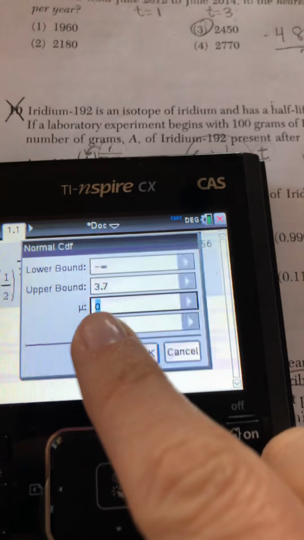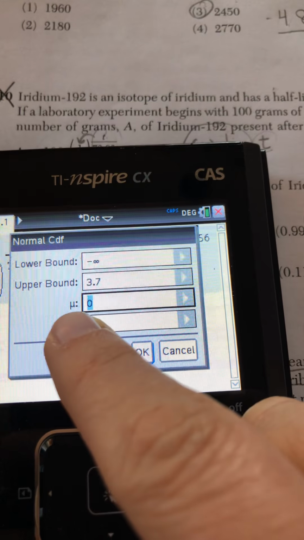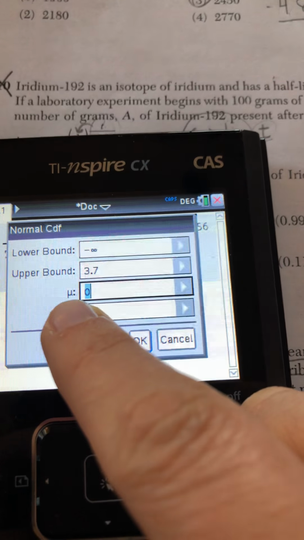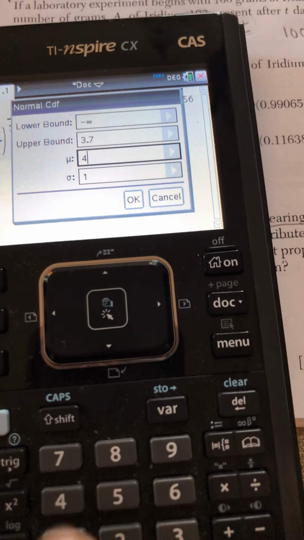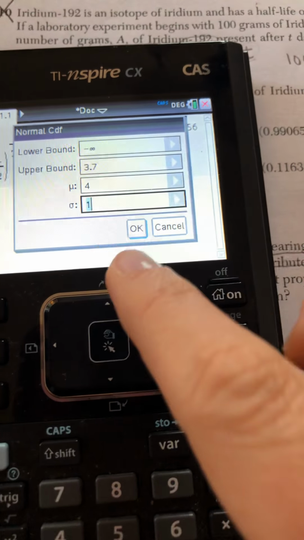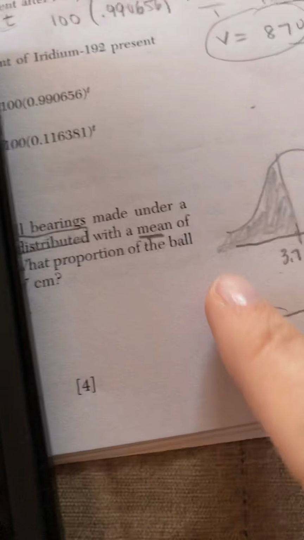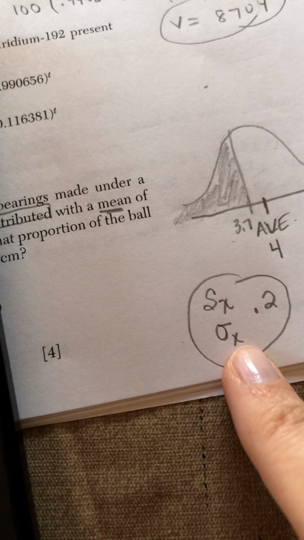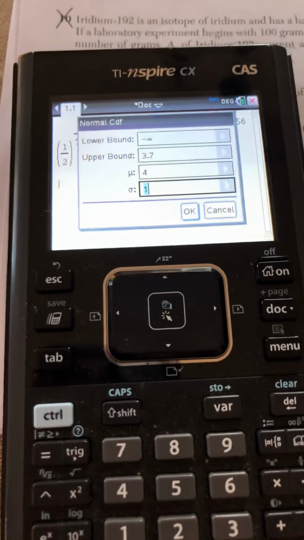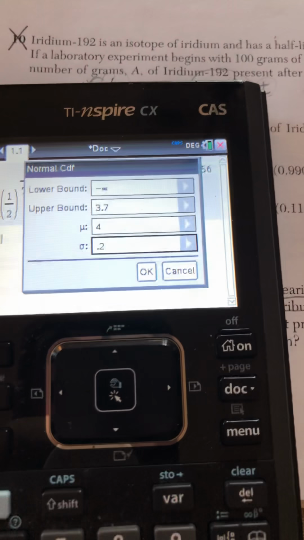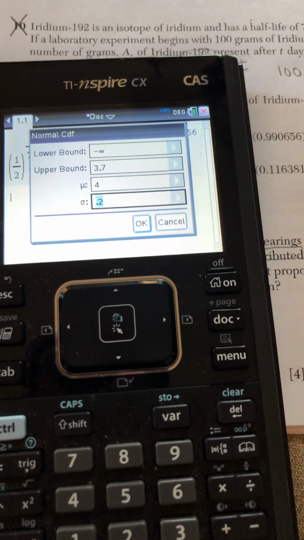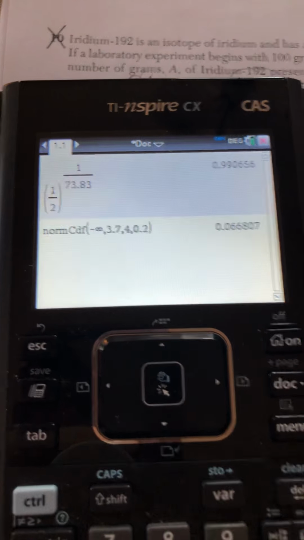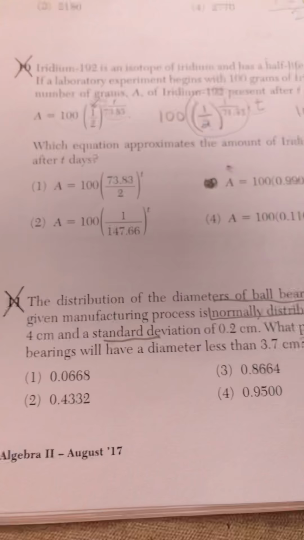Tab. The next thing, this little funny symbol here, is a fancy way of asking you for the average. Well, lucky for us, they're always going to tell me the average. In this case, the average is 4. And then this is your standard deviation. Again, the standard deviation given to you is 0.2. That's all you have to do. And then I'm just going to hit my enter button. And I got to hit it twice for some reason. And boom, it calculates the probability for you.